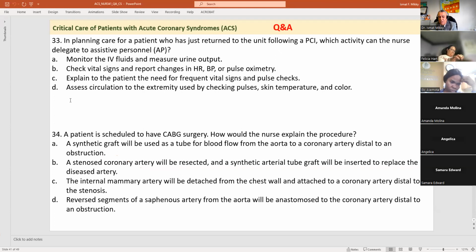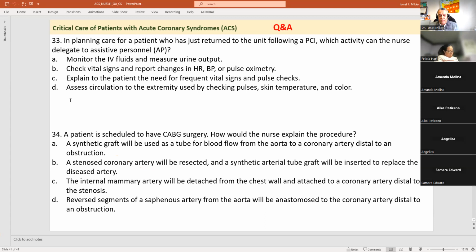33. In planning care for a patient who has just returned to the unit following a PCI, which activity can the nurse delegate to the assistive personnel? Check vital signs and any changes in heart rate, blood pressure, and pulse ox. Right. Again, this is another PCI or intervention that requires the patient to come from the cardiac cath, with the incision in the groin done. I'm not expecting that you would know all of this information, but keep it for next semester.